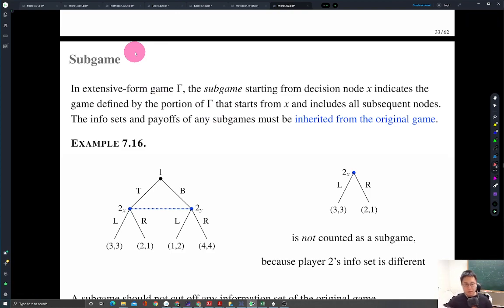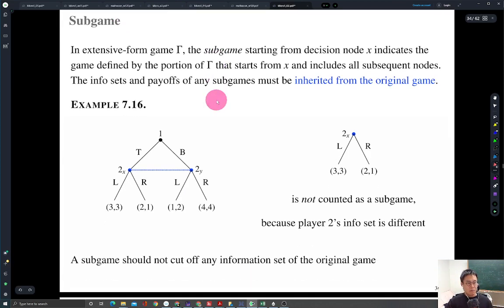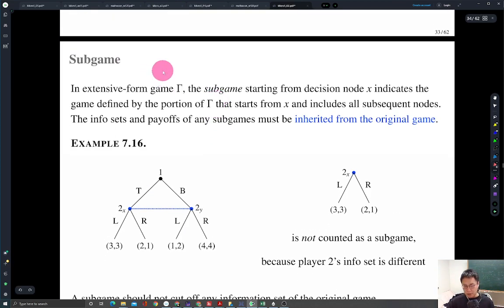Okay, but in order to describe this equilibrium, we have to start with a subgame. Because this equilibrium notion is based on the concept of a subgame, right? So a subgame is defined as a portion of the entire game that starts from one decision node x in that extensive form game, and includes all subsequent nodes.